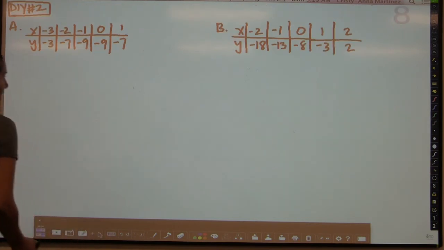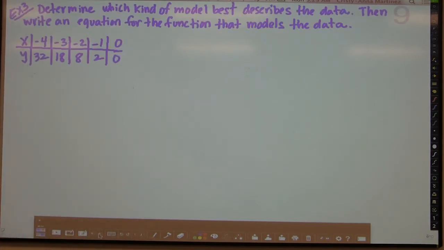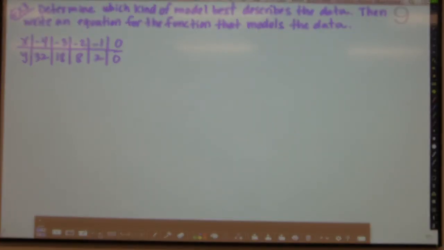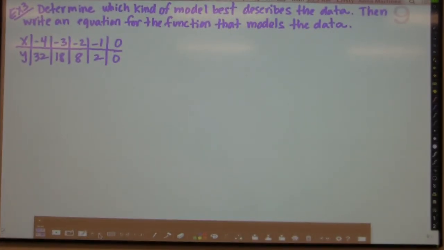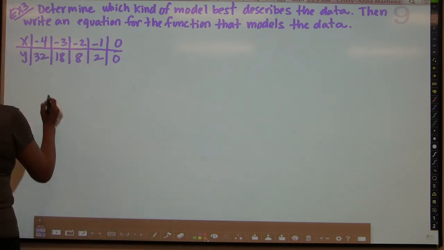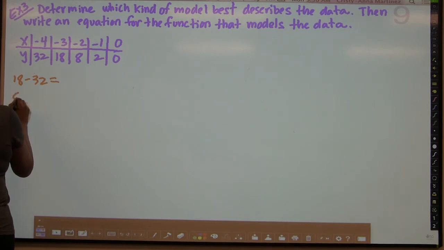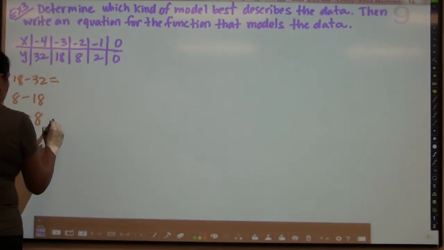Alright, so now you're going to try this little guy. And then we're going to go to our next example, which is to determine which kind of model best describes the data, then write an equation for the function that models that data. So the first thing we want to do is find our first differences to see what kind of model it is. So we're going to say 18 minus 32, 8 minus 18, 2 minus 8, and 0 minus 2.